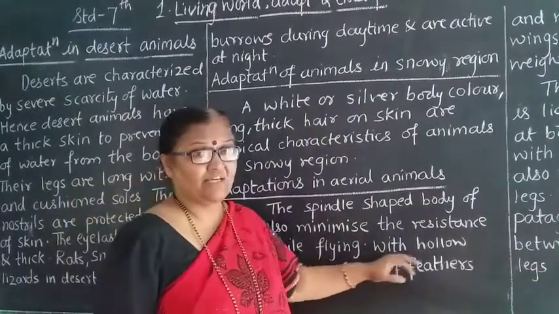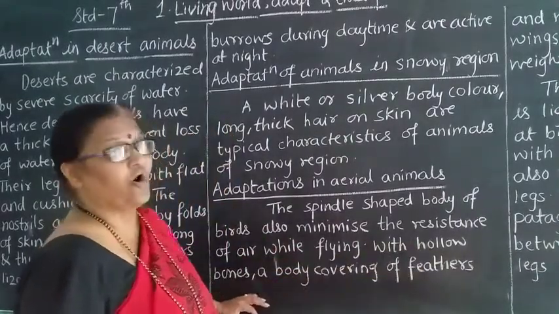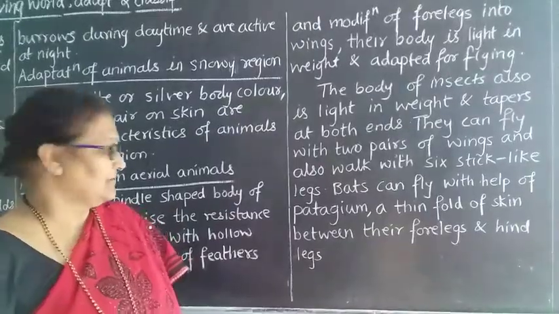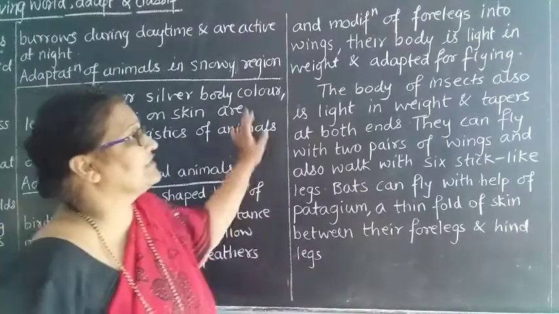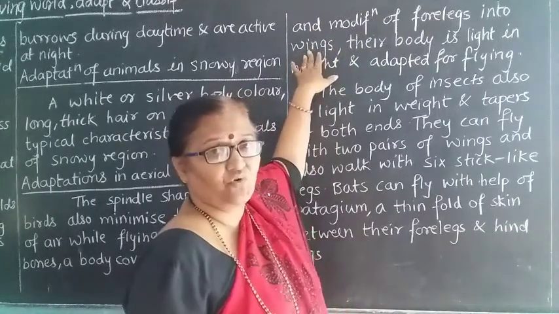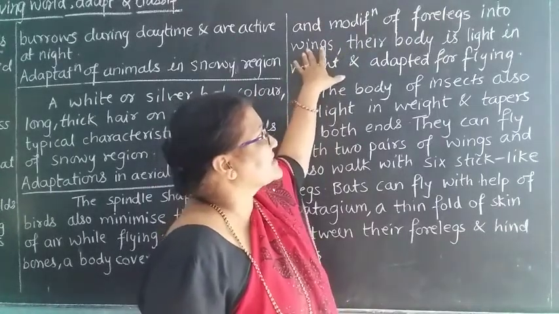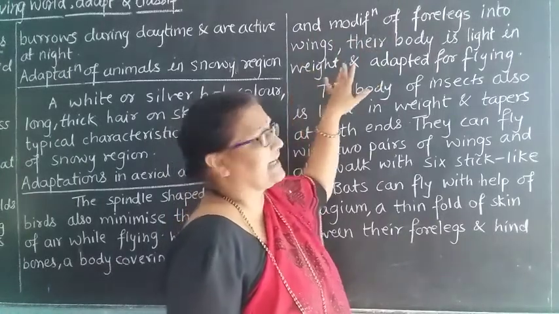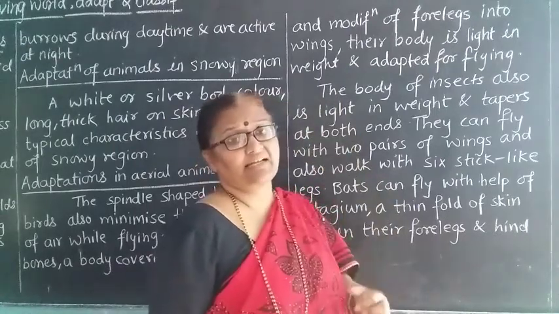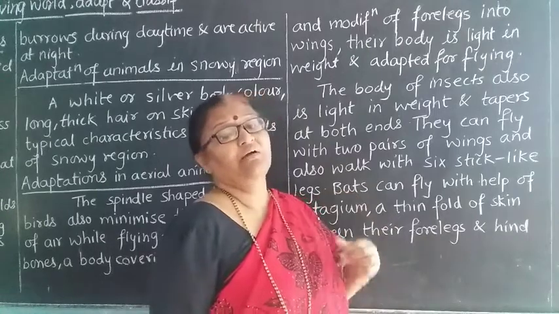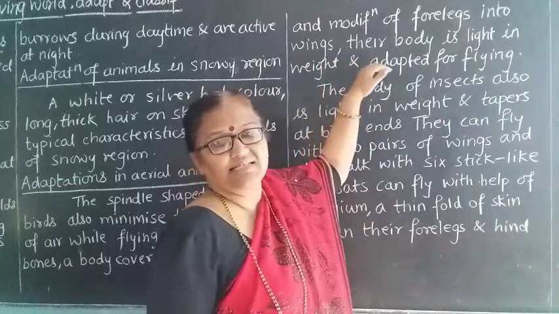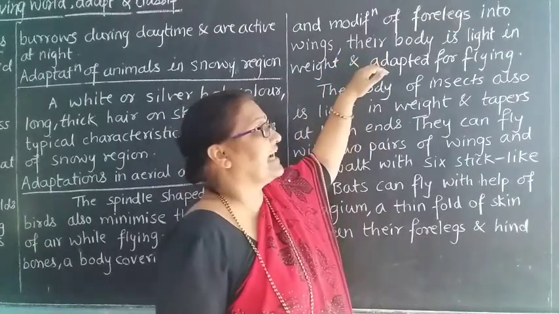They also have hollow bones, and their body is covered with feathers, and the forelegs are modified into wings. Their body is light in weight and adapted for flying. As they want to fly, their body should be very light in weight. Then only can they fly to a greater height. So this is the adaptation of birds when they are flying.